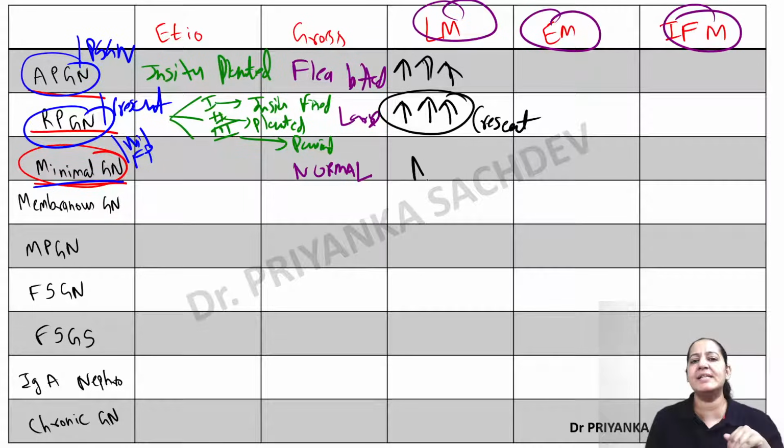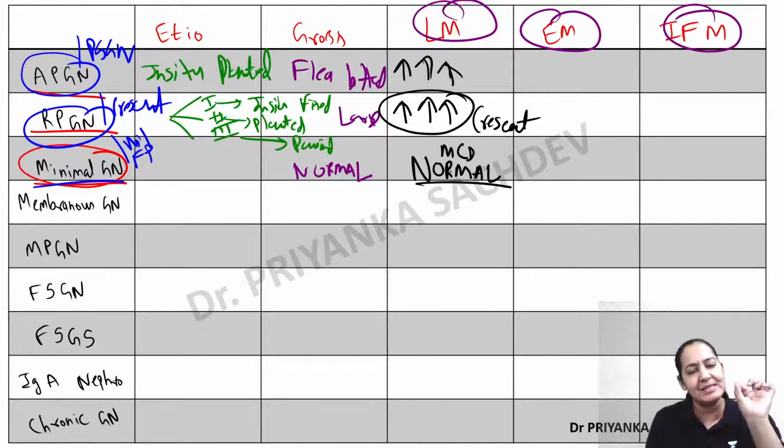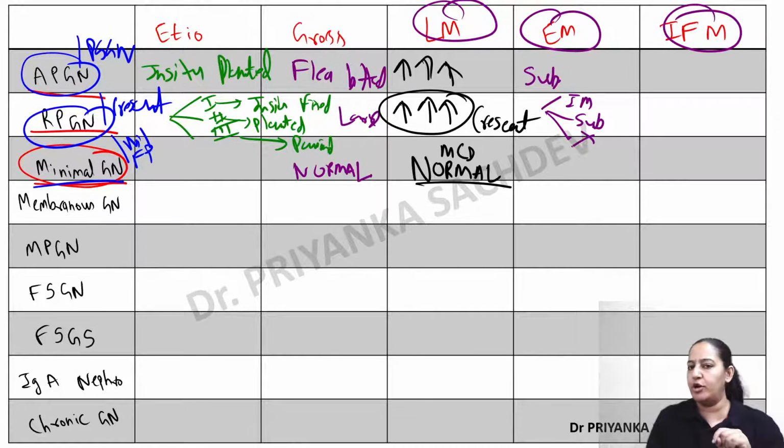In minimal change disease, light microscopy is absolutely normal. That's why it is known as minimal change disease. Minimal means there is minimum change on the light microscopy. In electron microscopy, we have already seen that here the deposits are subepithelial deposits. Here in type 1, the deposits are intramembranous. In type 2, again subepithelial, and in type 3, no deposits are there.